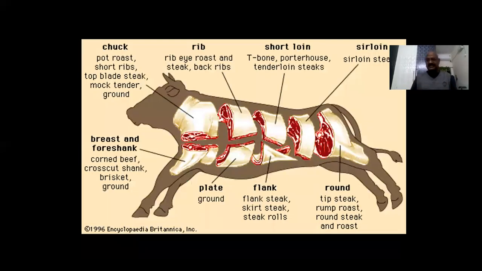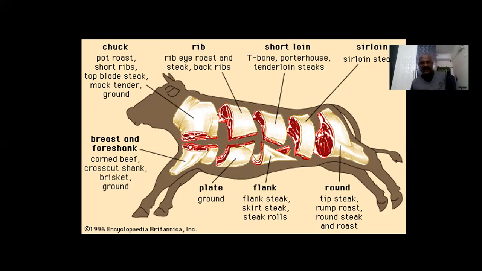Now the retail cuts. From the large cuts, we make the retail cuts for cooking purposes, business purposes, methods of cooking and restaurant sales. From the chuck, what portions do we get? Pot roast, short ribs, top blade steak, mock tender, and ground meat. Chuck is always the front part of your animal, behind the neck.